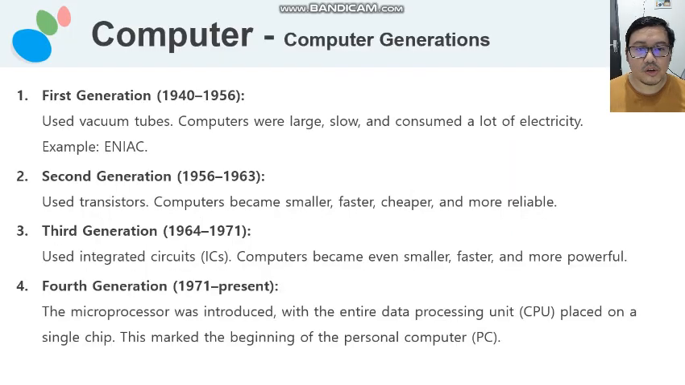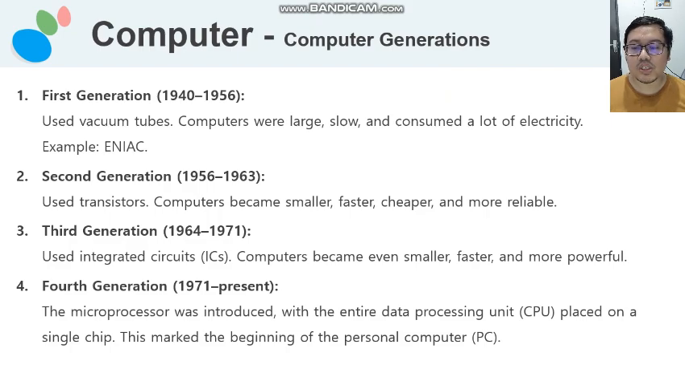This is the computer generation. For the first generation, used vacuum tubes. Computers were large, slow, and consumed a lot of electricity. For the second generation, starting using transistors. Computers become smaller, faster, cheaper, and more reliable.